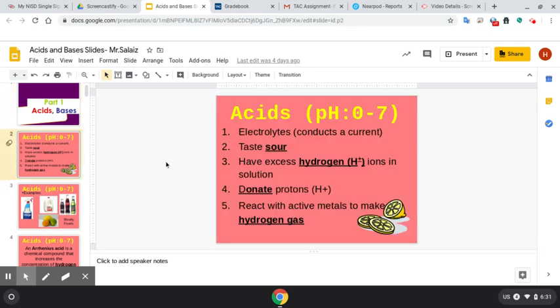All right, so acids are going to have a pH from 0 to 7. They're going to be electrolytes, which just means that something can conduct electricity. I think you've seen some of these experiments where they connect a wire to a lemon, and then the lemon is connected to a light bulb, and it turns on because it conducts a little charge. So just remember that acids are electrolytes, which means they conduct a current.